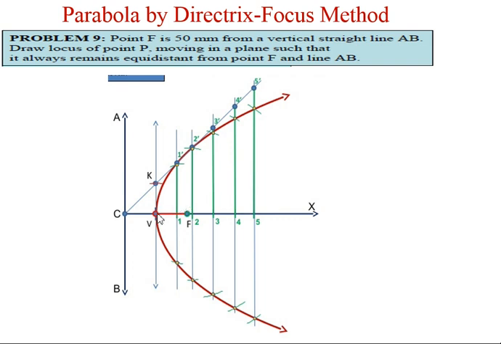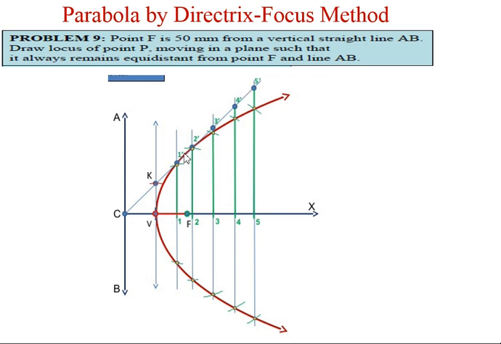Now whatever distance is available after V and F here, you can divide into any number of equal parts. Here 1, 2, 3, 4, 5 have been taken, so 5 points are there. You can take 7 points or 9 points, but 5 points are sufficient. Name all these points from 1 to 5. Then through 1, 2, 3, 4, 5, draw vertical lines parallel to the directrix line as well as to VK extended, so that they meet the extended CK line at points 1 dash, 2 dash, 3 dash, 4 dash and 5 dash.